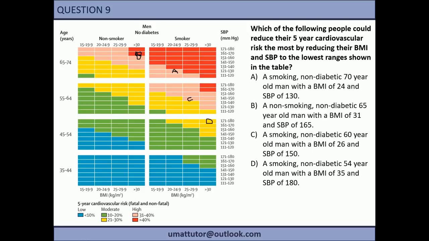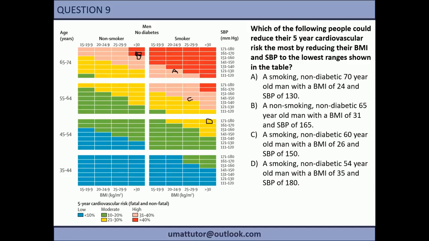And the question is asking who can reduce their risk the most by lowering their blood pressure and their BMI to the lowest ranges shown in the table. So we can't change their age, obviously, and we can't change their smoking status because that's not mentioned in the question. So the box that they're currently in is where they'll stay.